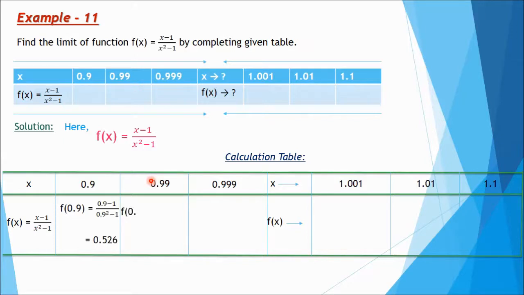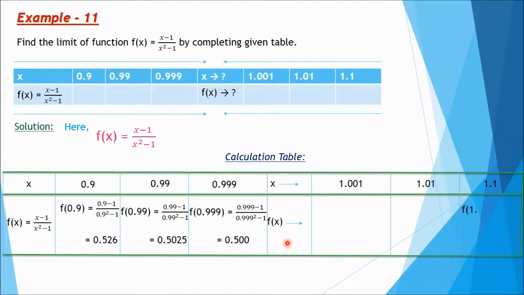Okay, we are approaching from the left right now. For 0.99, you can see the calculation on your screen, 0.99 minus 1 over 0.99 square minus 1, the value will be 0.5025. And again 0.999, you can see the calculation playing on your screen, 0.999 minus 1 over 0.999 square minus 1. Now this value will be 0.500.